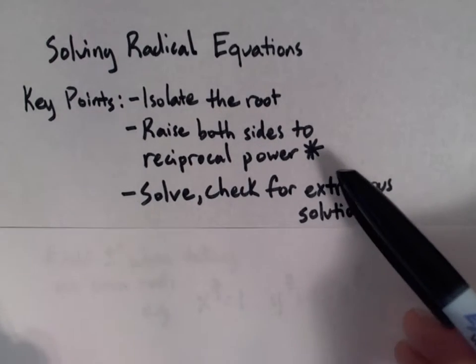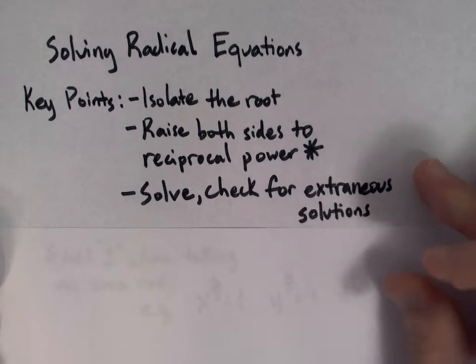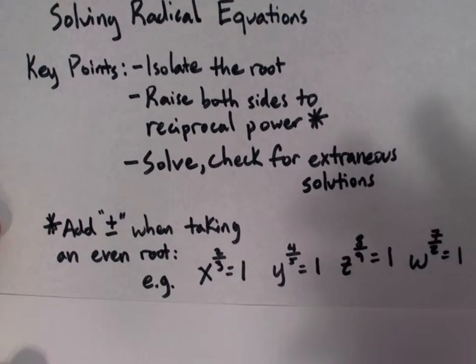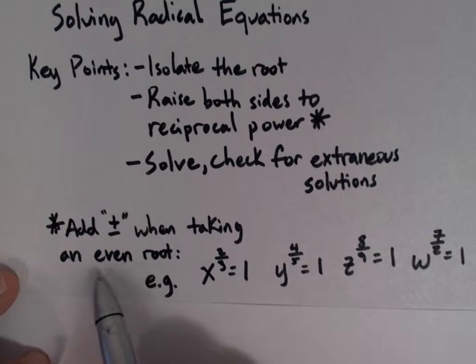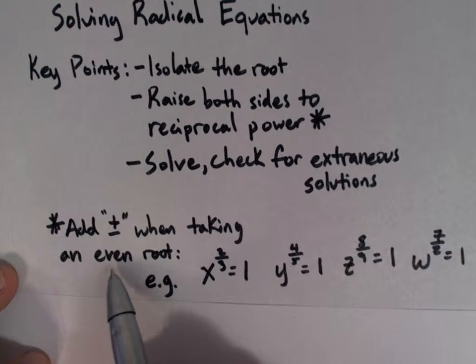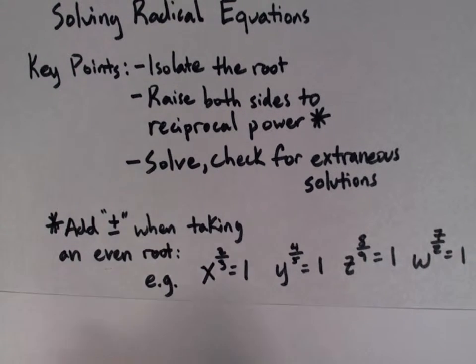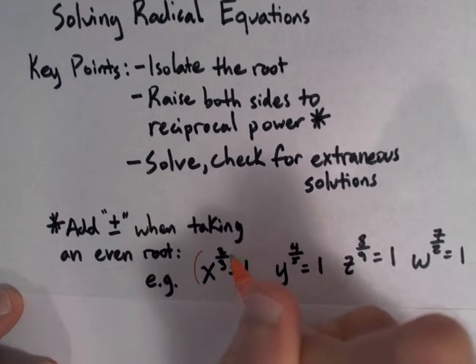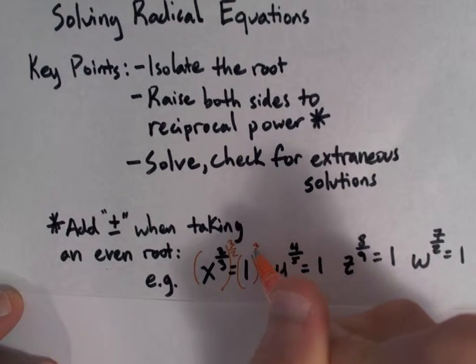The one thing we have to watch out for, when we raise both sides to the reciprocal power, is that sometimes we can end up taking a square root of both sides, or a fourth root of both sides. So whenever we're taking an even root of both sides, don't forget you have to add plus or minus. So, for example, if you have x to the 2/3, to solve that, you would take both sides to the 3/2.